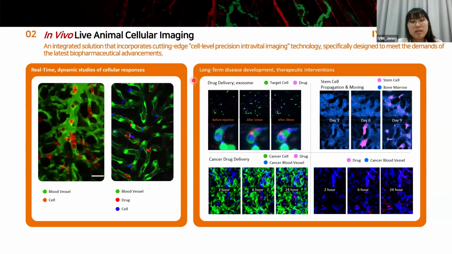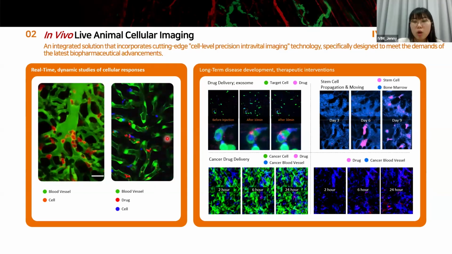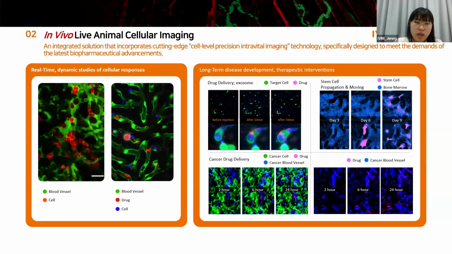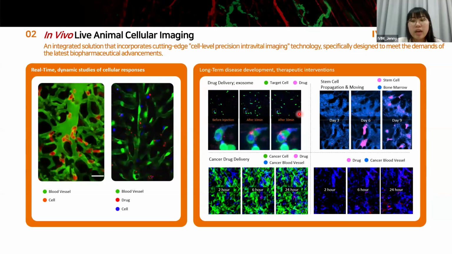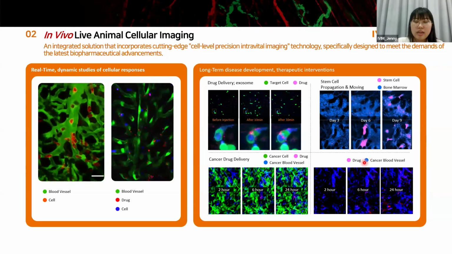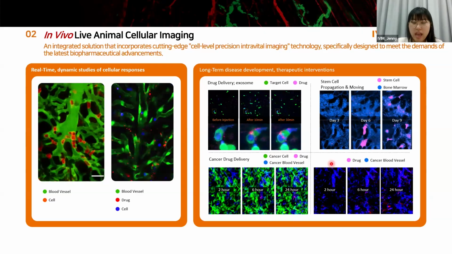And as shown in the examples here in the slide, on the left, we see pulmonary vascular blockage in the lungs induced by inflammation in a sepsis model. And on the right, we can see that the distribution of exosomes and anti-cancer agents, as well as the dynamics and migration of transplanted stem cells, have been imaged and tracked.